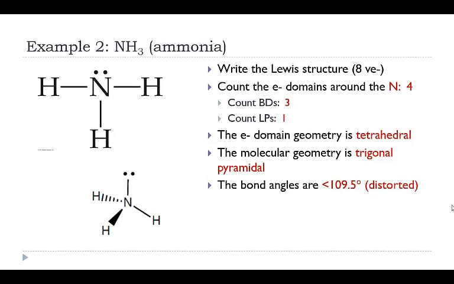Bond angles are somewhat less than 109.5. Remember, it's distorted because the lone pairs take up more space and they push the other atoms closer together. And at the bottom there you can see the sketch of the geometry.